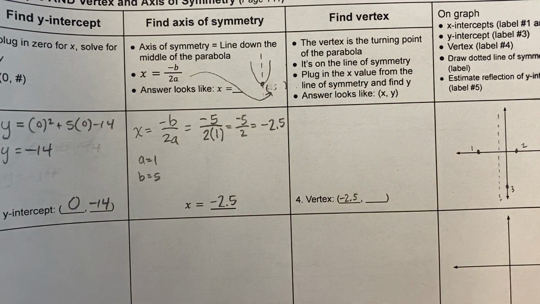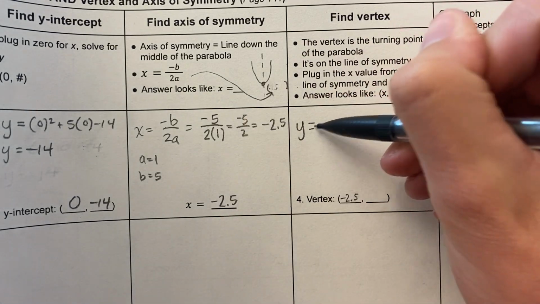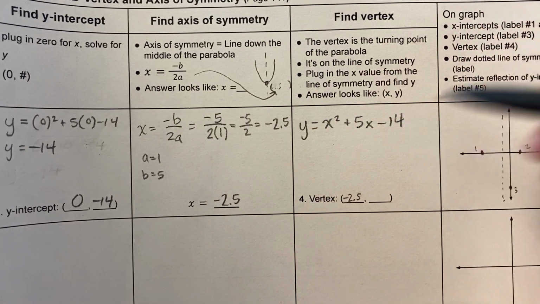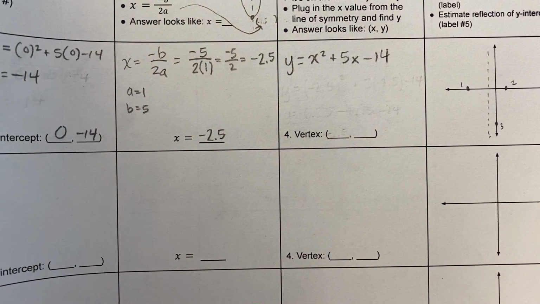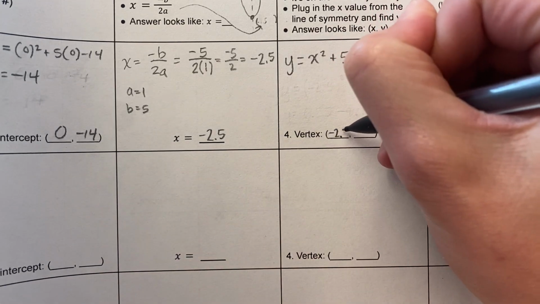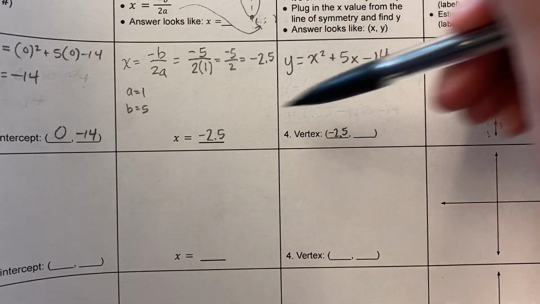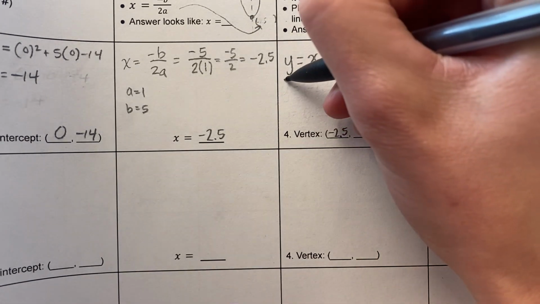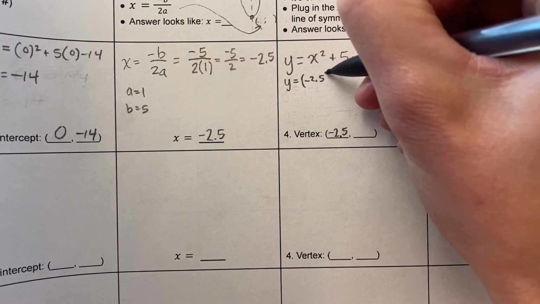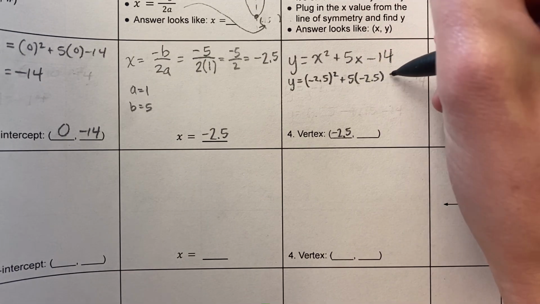Now I need to know y. Okay, now how do I find it? Here's my equation: y equals x squared plus 5x minus 14. And I already know my x value. How do I know my x value? Because the x value of my vertex is always going to be this x value. So I'm going to plug in -2.5 everywhere I see the x. Okay, so I'm going to plug in -2.5 twice.